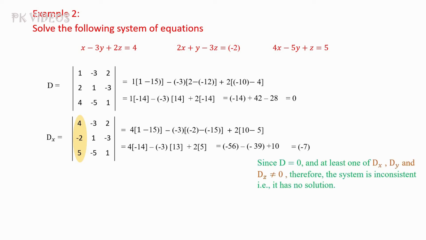Since the original determinant is equal to 0 and at least one of dx, dy and dz is not 0. Here in this case, we have tested dx and we found it is not equal to 0. Therefore, the system is inconsistent. That is, it has no solution.